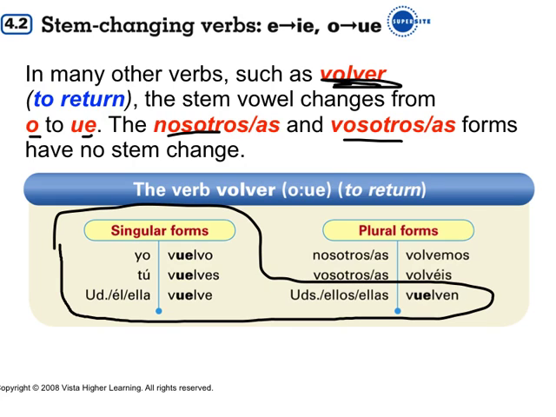And there it is right there. It looks like a boot. Nosotros, vosotros, they're outside of the boot. Some people like to call it the shoe verbs. People that stem change live inside this shoe. People that don't stem change, like nosotros, vosotros, they live out on the street. So, vuelvo, vuelves, vuelve, volvemos, volvéis, vuelven.